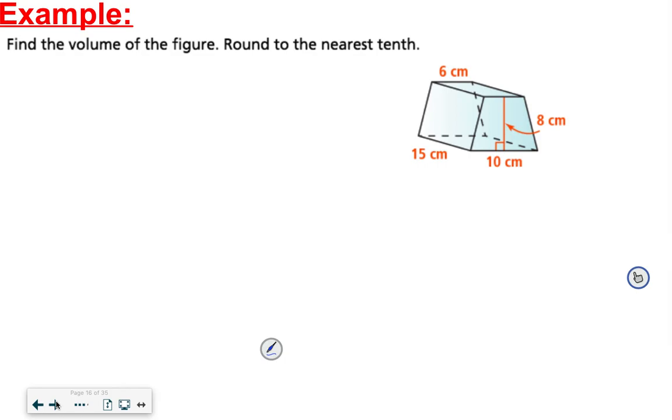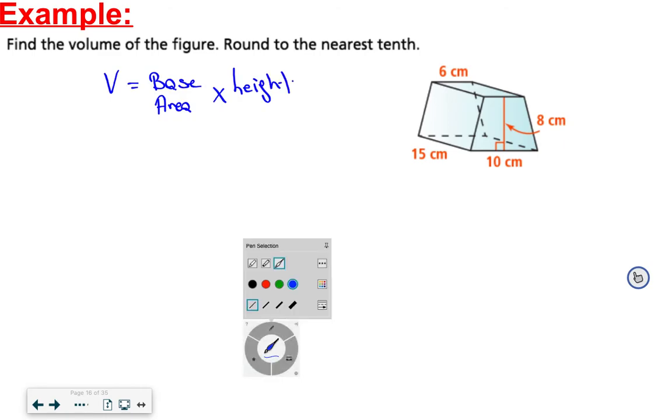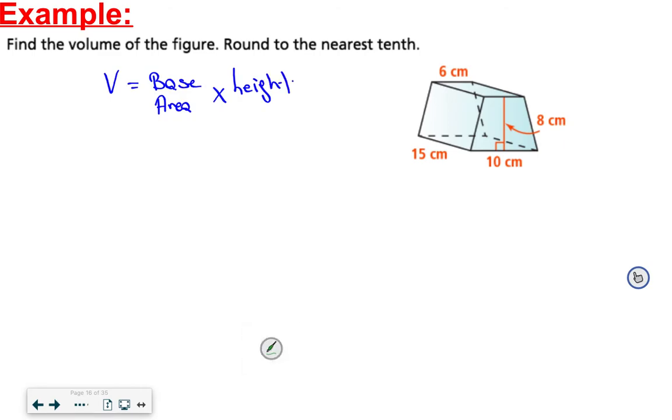Find the volume of the figure and round to the nearest tenth. First of all, ladies and gentlemen, we know that volume is base area times height. To be able to find the volume, first you will decide what the base is. What kind of figure is the base? Is that a rectangle? Is that a triangle? Is that a square? What is that? Be careful, ladies and gentlemen. Look here. The base is a trapezoid.